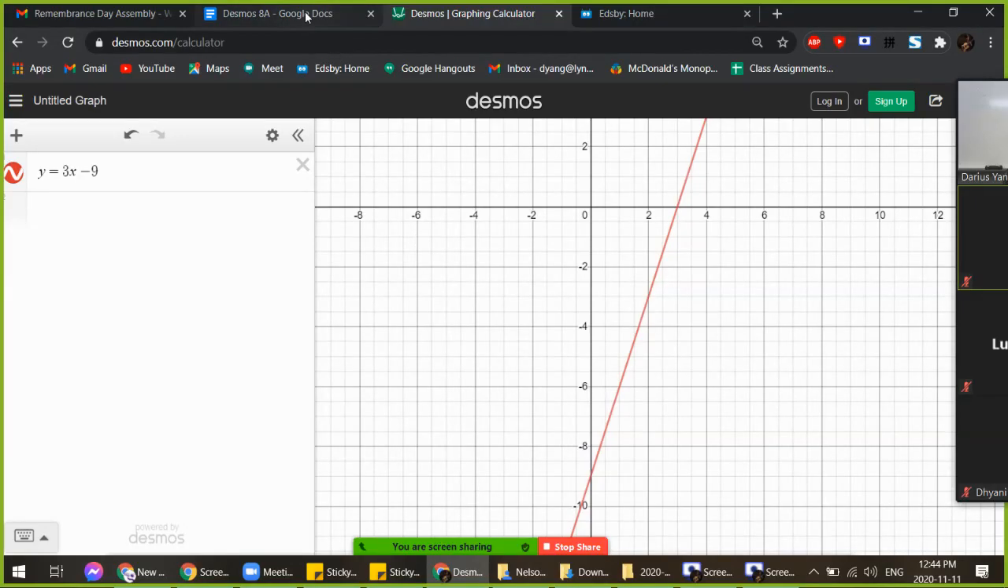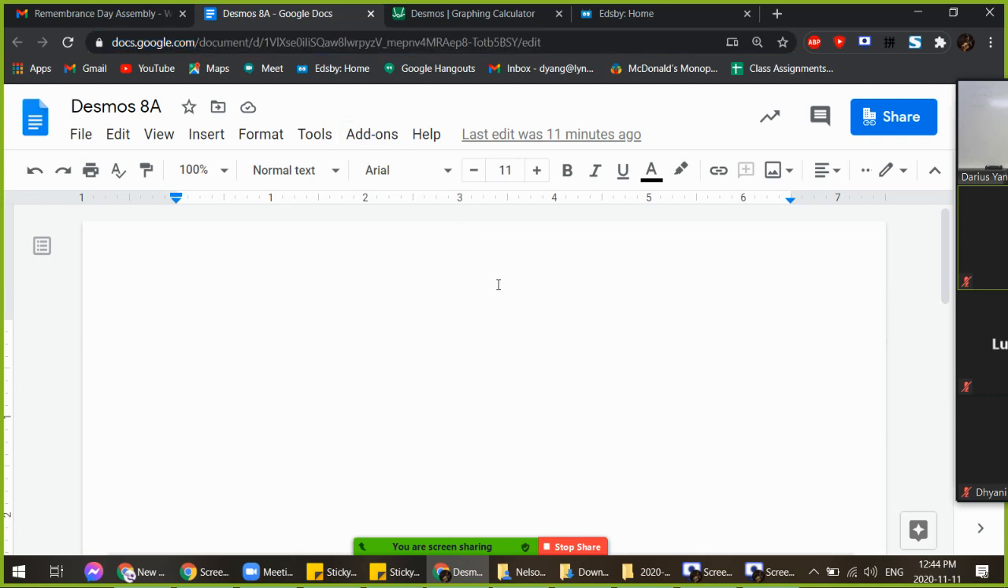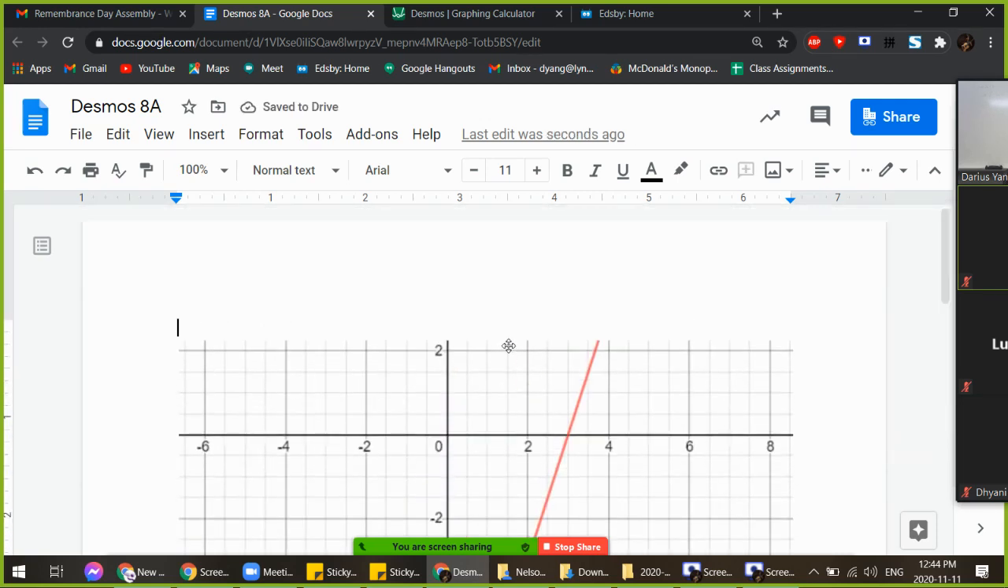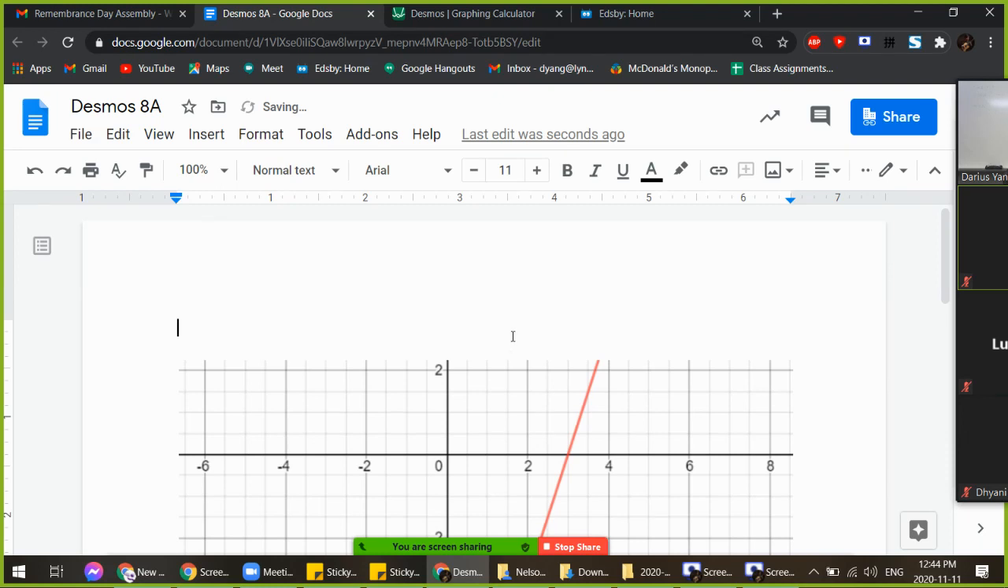Okay, go to a Google Doc. That's what you're gonna use to generate a PDF and send it to me. Submit it to me, and then paste it, and on top of the document, Makai is gonna put his name.